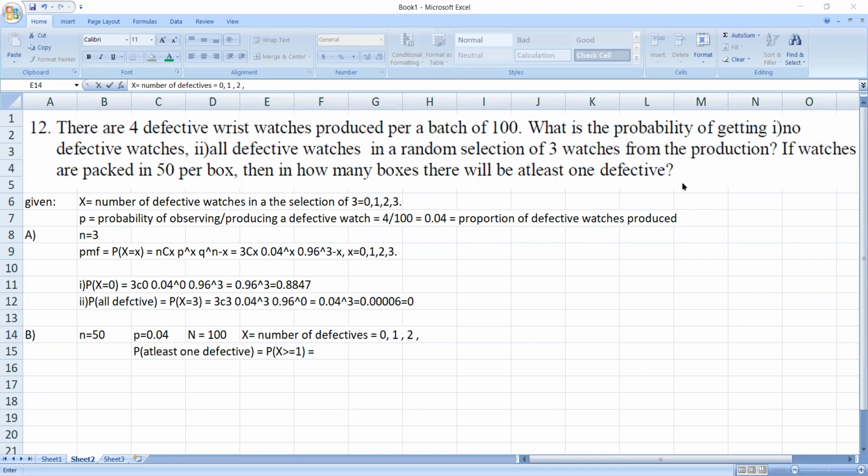Can you control that? You cannot control it, right? So whenever some production is happening, you will produce defectives, you will produce non-defectives. But on a large scale, in a large run, if you look, you can come up with what is called an average defective. So here, the 4 defectives that have been given is an average value. That doesn't mean that if you now produce 100 watches, you will get exactly 4 defective.